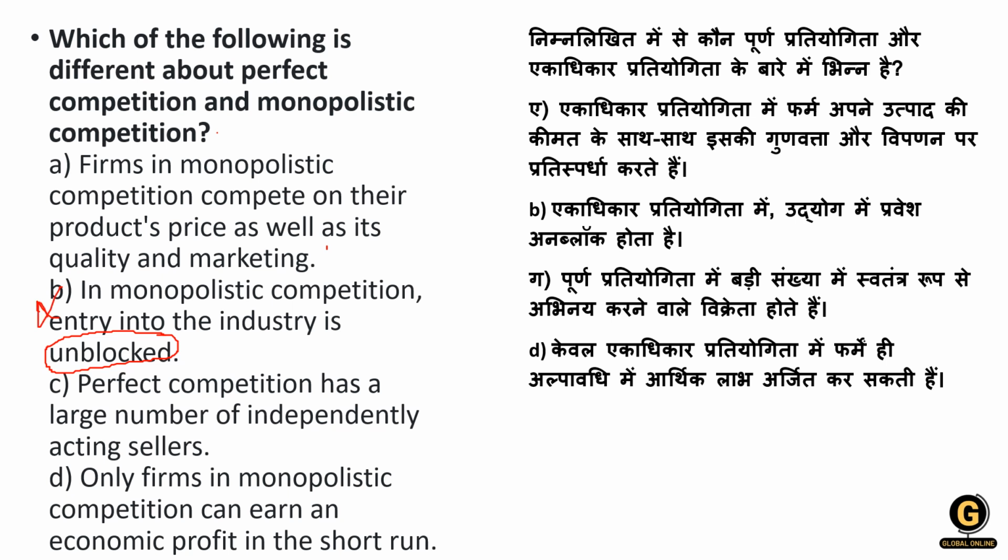Next option: perfect competition has a large number of independently acting sellers. Are there sellers working independently in perfect competition? No, so option C is also cancelled. Only firms in monopolistic competition can earn an economic profit in the short run. They have said only firms in this option, so this option will also get cancelled, and one option is remaining. The answer of this question is option A, firms in monopolistic competition compete on their product price as well as its quality and marketing. So option A is correct.